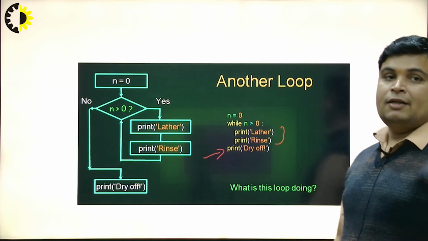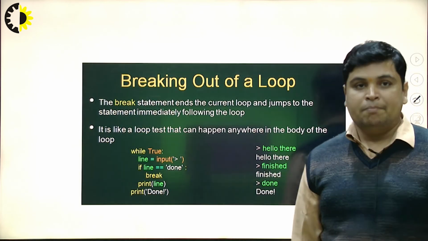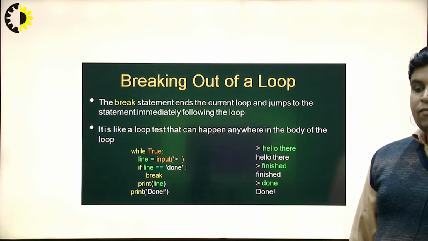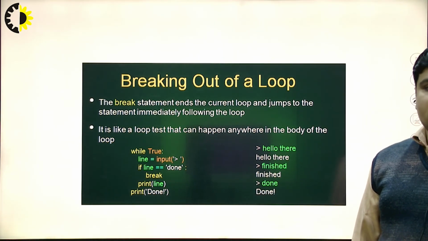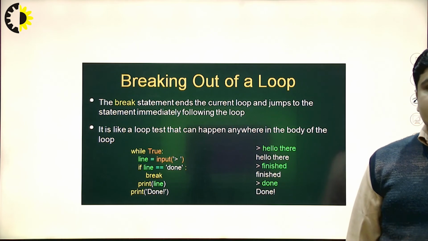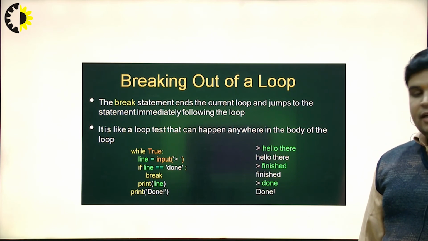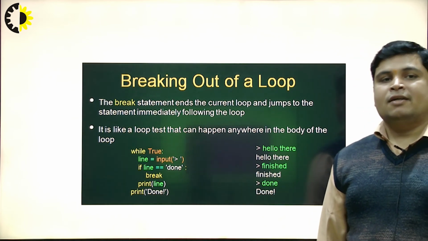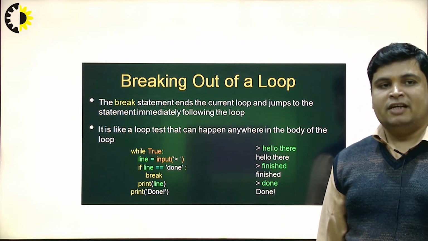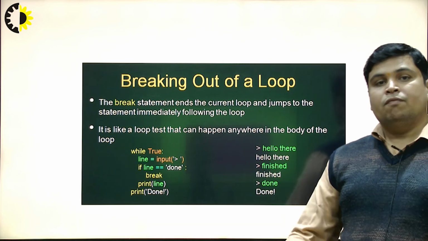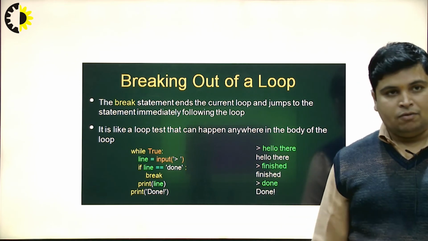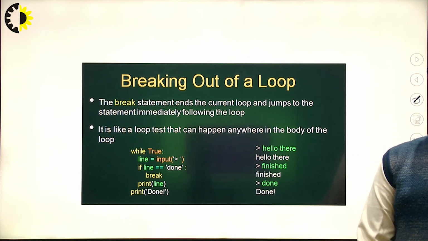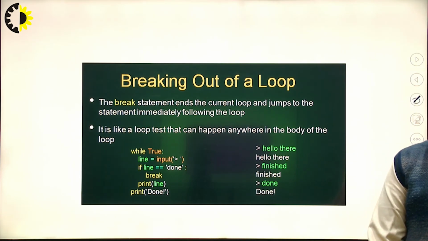Next is another loop topic. This is like breaking out of a loop. Basically in Python, we have two loop controlling statements. The first one is the break keyword, and the second one is the continue keyword. The break keyword ends the current loop and jumps to the statement immediately following the loop, or after the loop. It is like a loop test that can happen anywhere in the loop body.